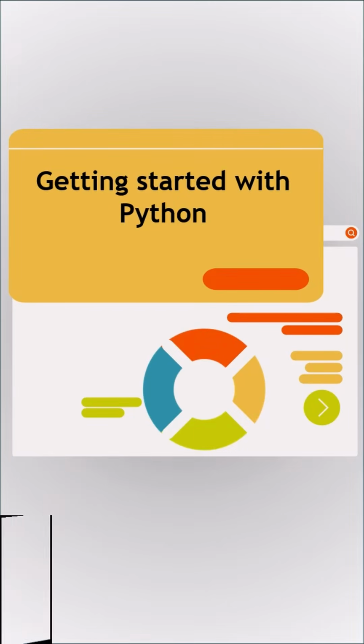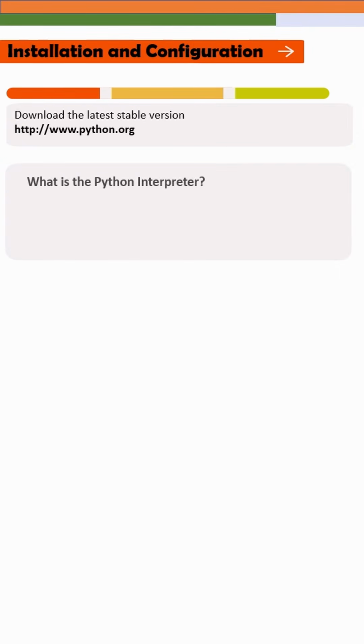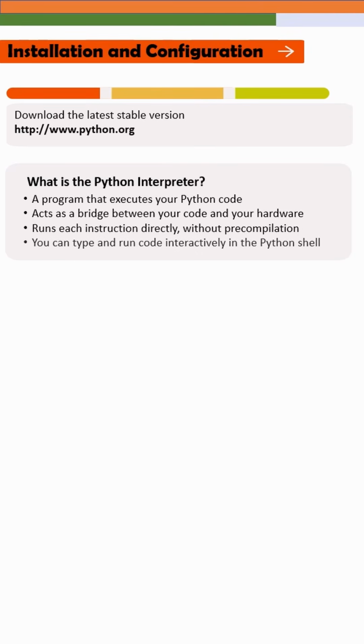Let's begin by fetching the latest Python release from the official website, that is python.org. Python uses an interpreter, which is a special program designed to execute other programs. When you write Python code, the interpreter reads your instructions and carries them out immediately. So think of it as a smart middle layer between your code and your computer's hardware.